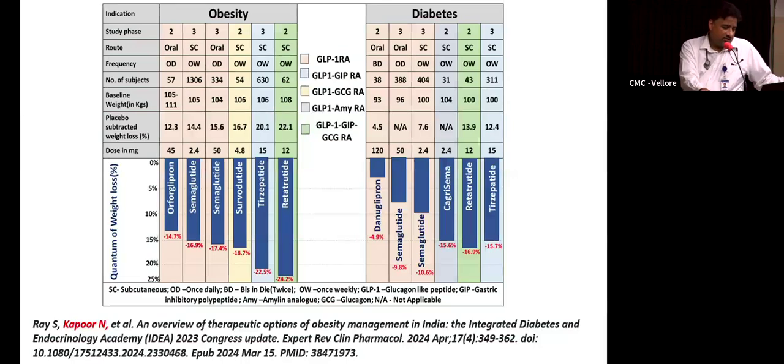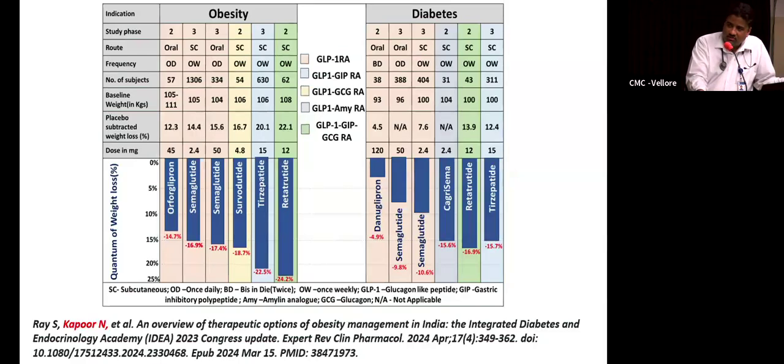Survodutide is a drug that is just a dual agonist, but an agonist of GLP-1 and glucagon, and this is subcutaneous. But the good thing is even oral GLP-1 RAs are now being tried and tested. They've gone through phase 3 trials. Oral GLP-1 RAs, I already talked about oral semaglutide, 25 and 50 milligrams, and also another oral tablet called orforglipron, which is another oral GLP-1 RA, which has been tried for obesity causing weight loss.